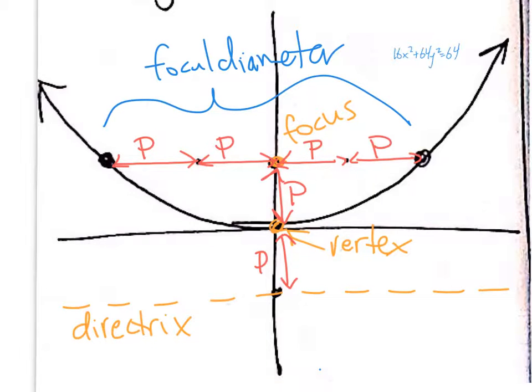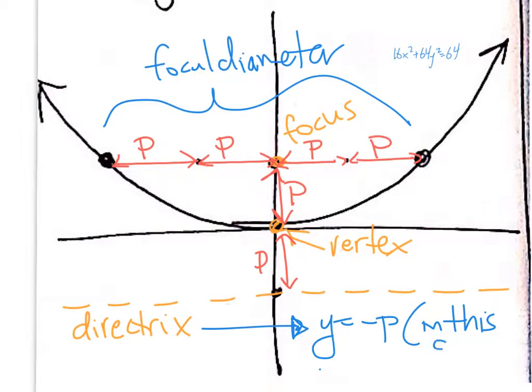And then the width, or focal diameter, of the parabola is 4p. 1, 2, 3, 4. Notice the thing that a lot of students get confused by: this directrix is a line, not a point. It's the whole line, so we can describe it using the equation of a line. In this case, it would be y equals negative p. If the parabola opened to the left or to the right, it would be a vertical directrix.